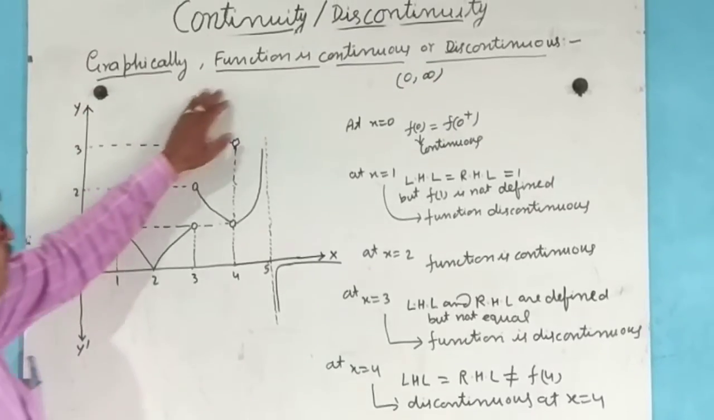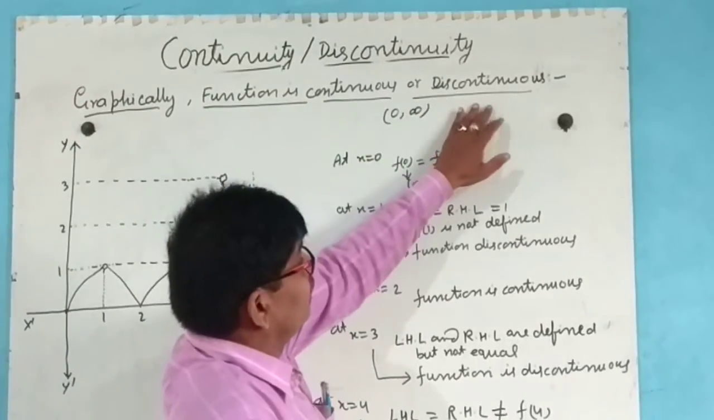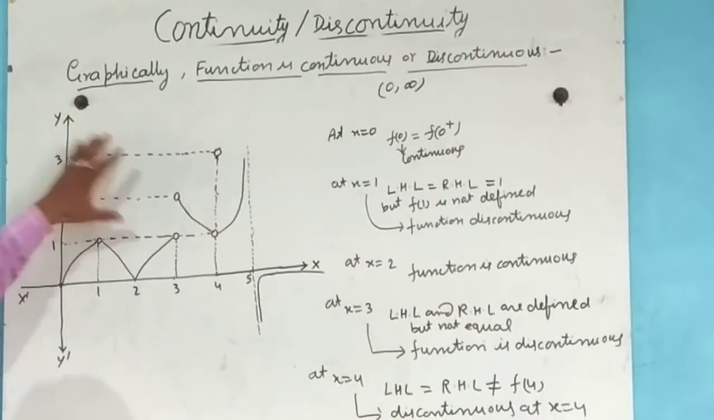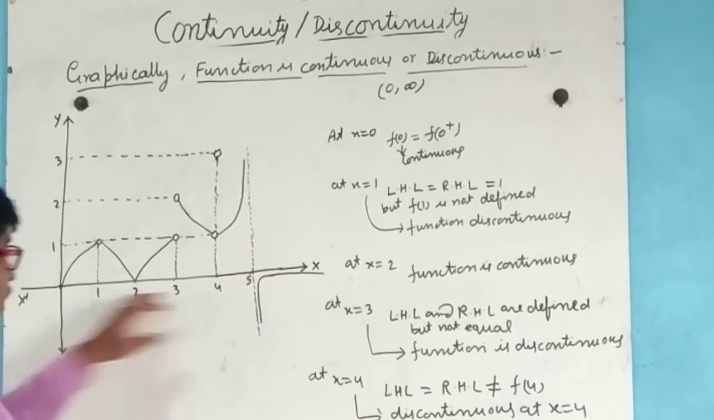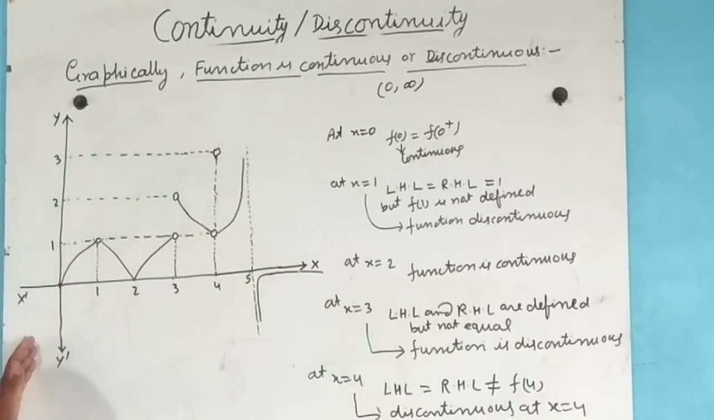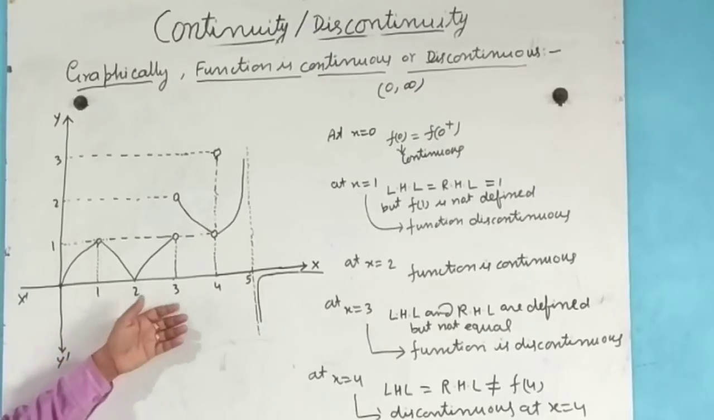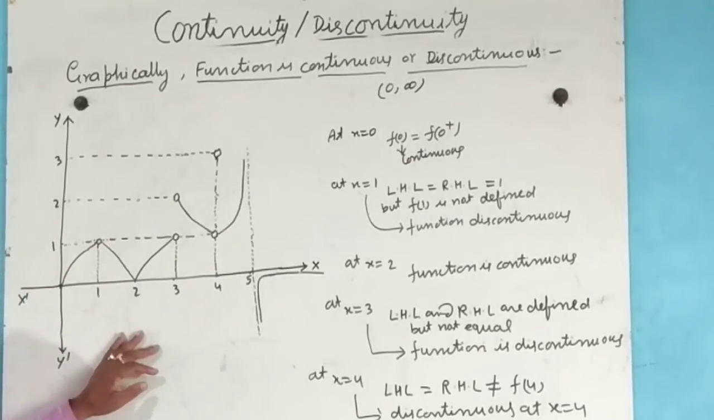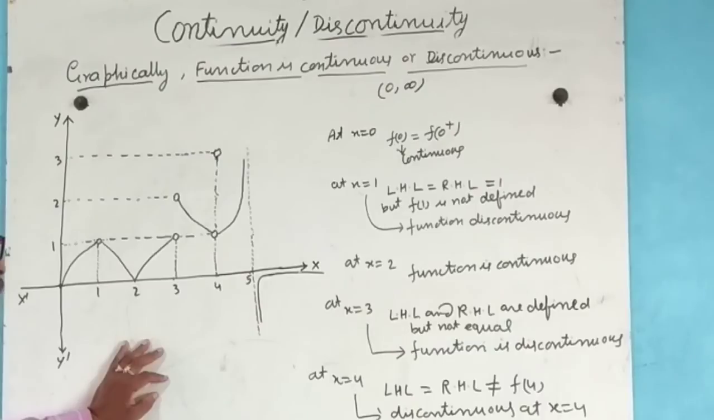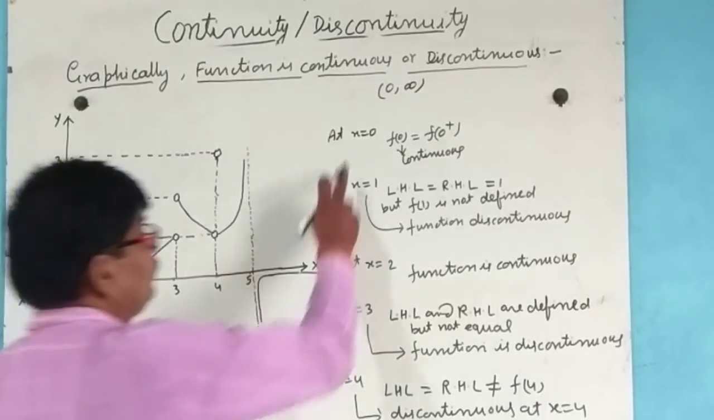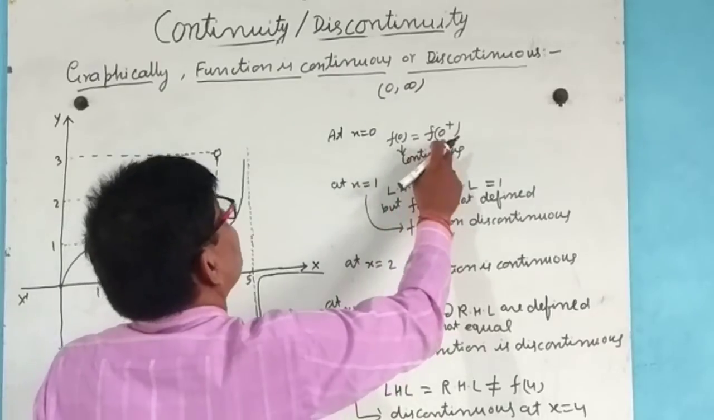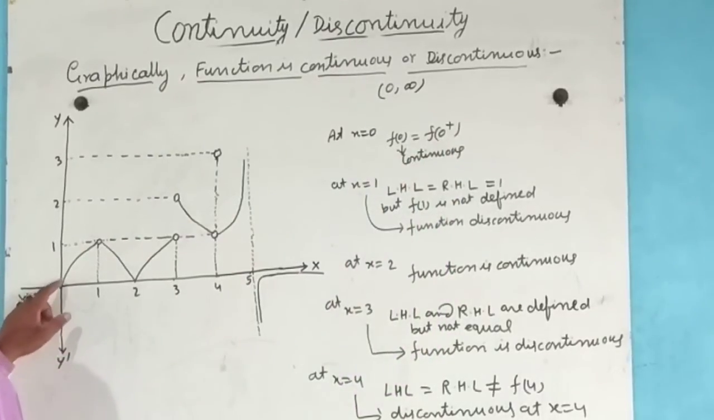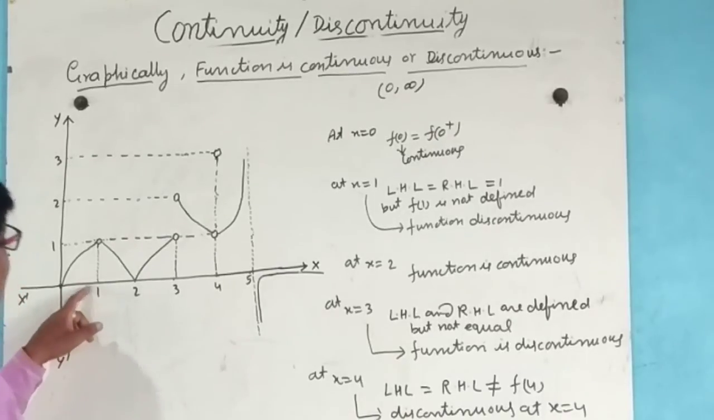Now we define graphically whether a function is continuous or discontinuous. Here is a graph, with the x-axis and the y-axis, marked 1, 2, 3, 4, 5 on each. Now we discuss the function at the point x equal to 0: f(0) is equal to f(0-) and f(0+). Here the function is continuous at this point.